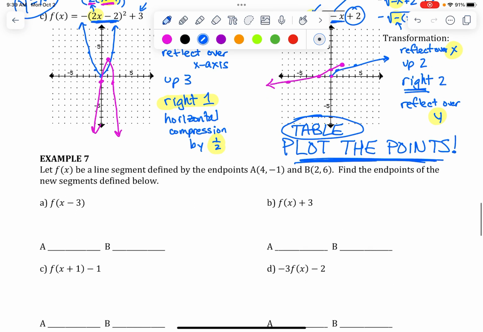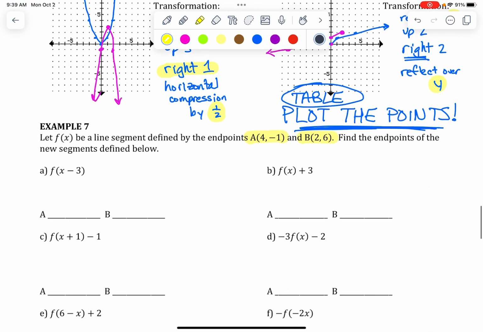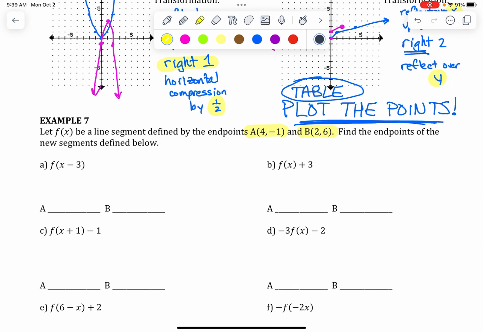There's a function that's defined, and it has 2 endpoints at (4, -1) and (2, 6). We'll start with some basic ones just to kind of clear our head a little bit. And we have x minus 3. Of course, that tells me that it's going to go to the right 3 units. Okay? So what does that mean for x?